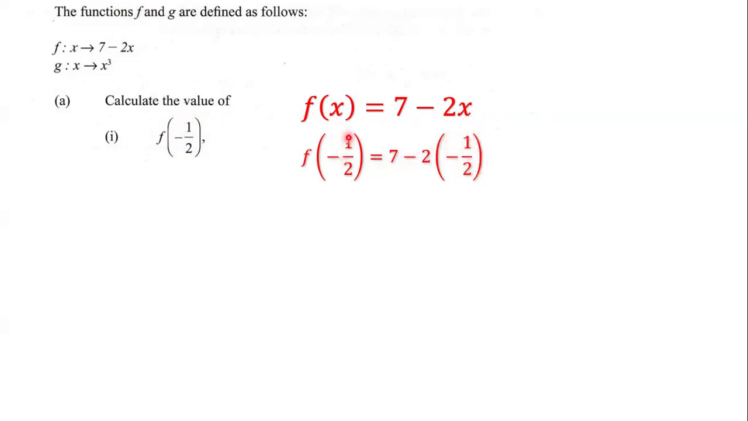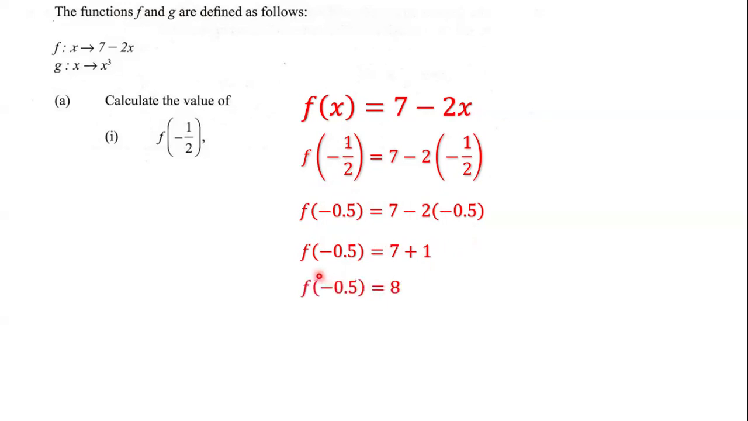Now, instead of writing negative 1 over 2, we're going to turn it into a decimal. Negative 1 over 2 is simply negative 0.5. And so we have f of negative 0.5 is equal to 7 minus 2, open bracket, negative 0.5. And so what we do here is we multiply negative 2 by negative 0.5, and that gives us positive 1. So f of negative 1 over 2, or f of negative 0.5, is equal to 7 plus 1, and 7 plus 1 is 8. So that means that f of negative 1 over 2 is equal to 8.